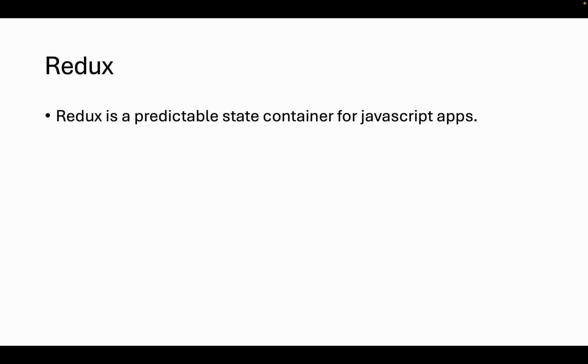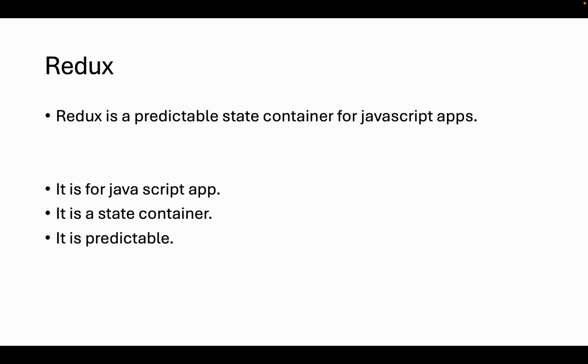First of all, before proceeding, we have to know about Redux. What is Redux? As per the definition, Redux is a predictable state container for JavaScript applications. Let's divide this definition into three different parts. First of all, it is for JavaScript applications. Second, it is a state container, and the third thing is it is predictable. Let's move forward and learn each one of these points one by one.